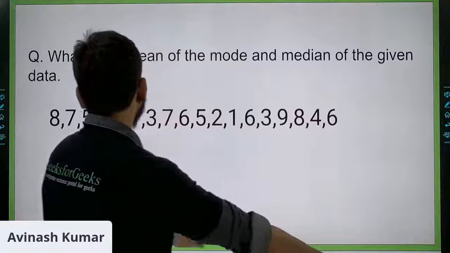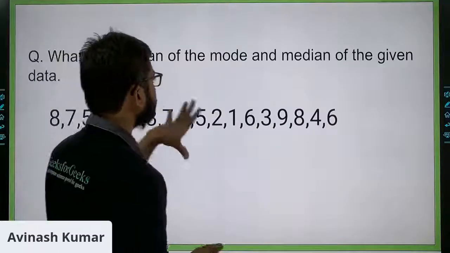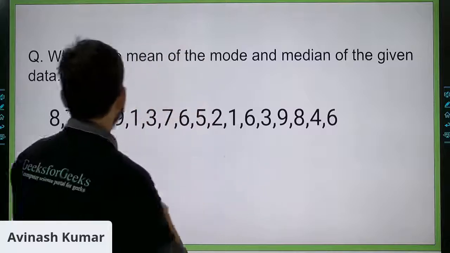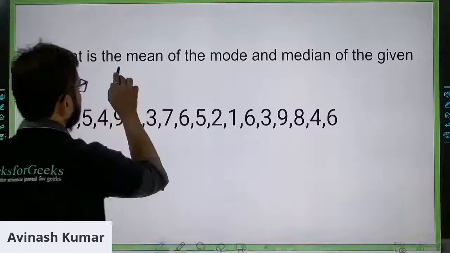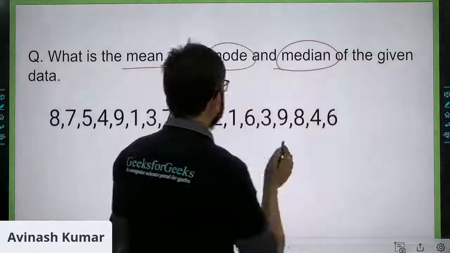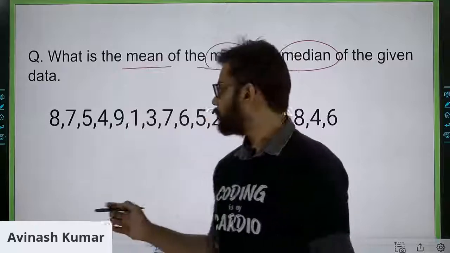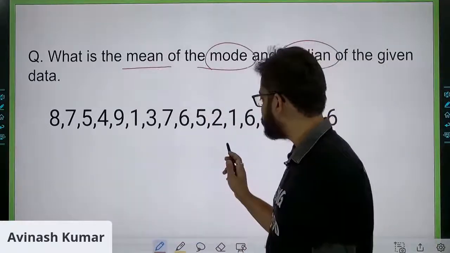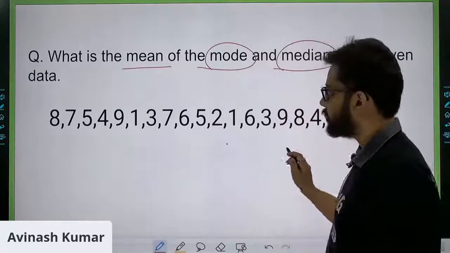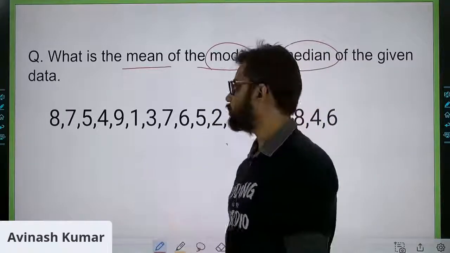Now this is one more question. We are going to see the mean of the mode and median of the given data. For the particular series, we first have to calculate the mode, then calculate the median, and then the mean of the mode and median.